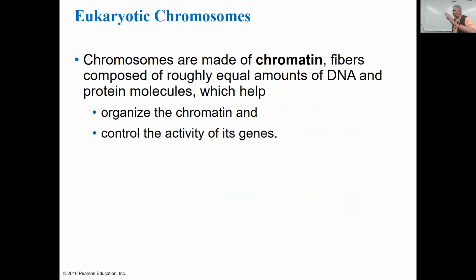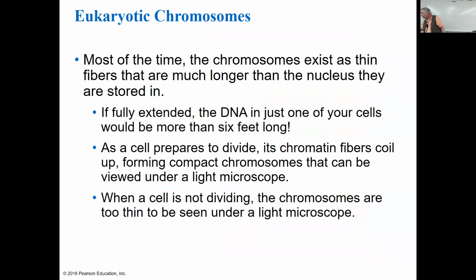I think we knew this already. Chromosomes are made from chromatin. In eukaryotes, chromatin is fibers composed of roughly equal amounts of DNA and protein molecules, which helps to organize the chromatin and control the activity of its genes. Most of the time, the chromosomes exist as thin fibers that are much longer than the nucleus they are stored in, and you can't see them under a light microscope. One of these DNA molecules could be 6 feet long, but it's crushed into a tiny little space. As a cell prepares to divide, its chromatin fibers coil up, forming compact chromosomes that can be viewed under a light microscope.